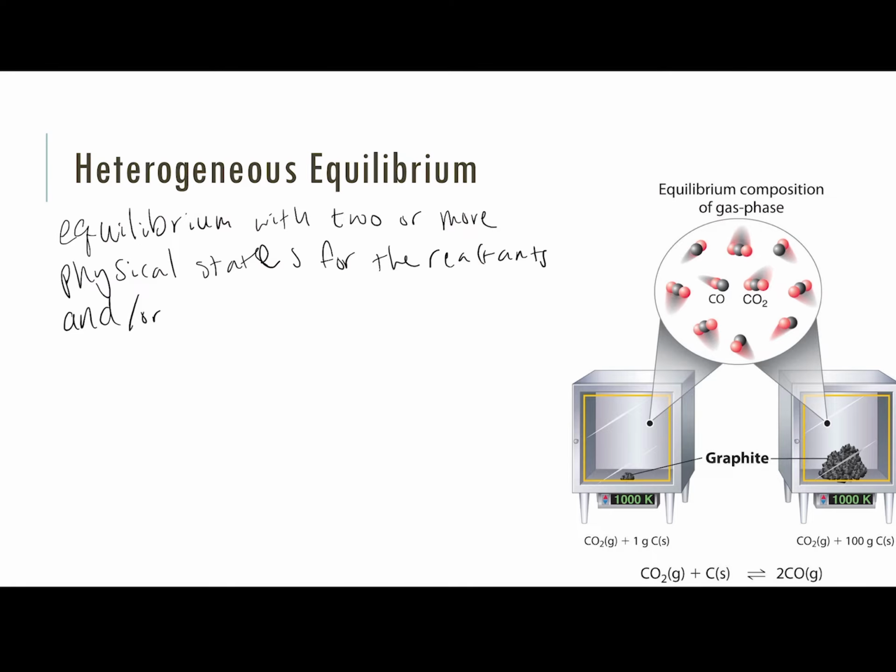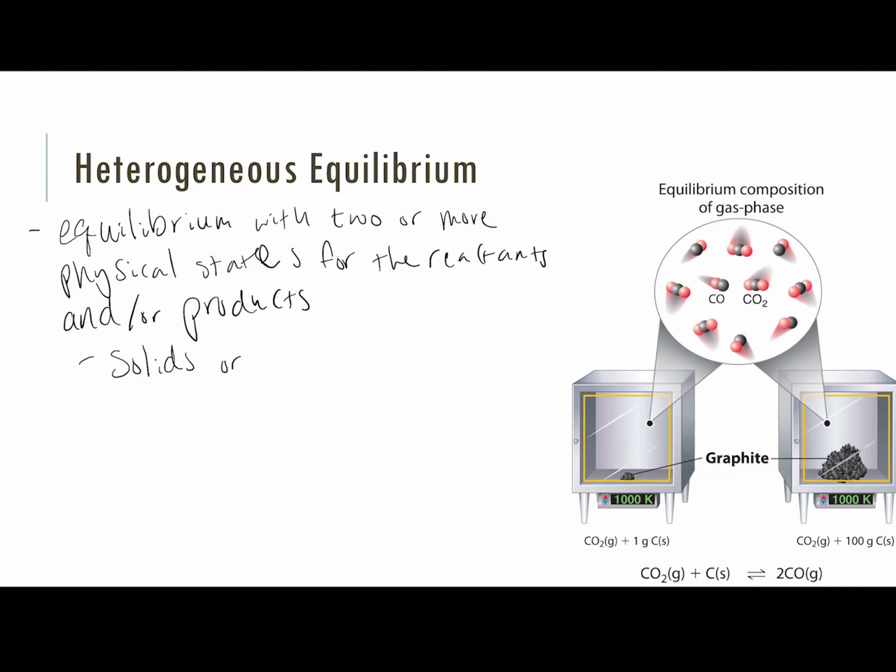So as a note, with our heterogeneous equilibrium, there are things that are not going to be included in our equilibrium expression. So if we have solids or pure liquids, so this is something that's either an S or an L, these are not included in a Kc expression.